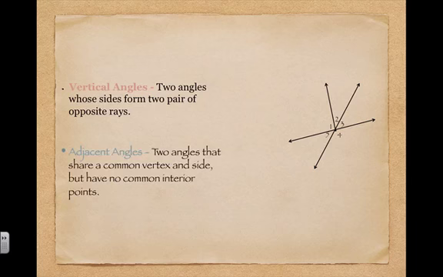And then we have adjacent angles. We already saw the definition of adjacent angles earlier. Those are two angles that share a common vertex and a side. So note, vertical angles will not ever have a common side, whereas adjacent angles always will have a common side. Always. So an example of adjacent angles here could be angles 1 and 2.